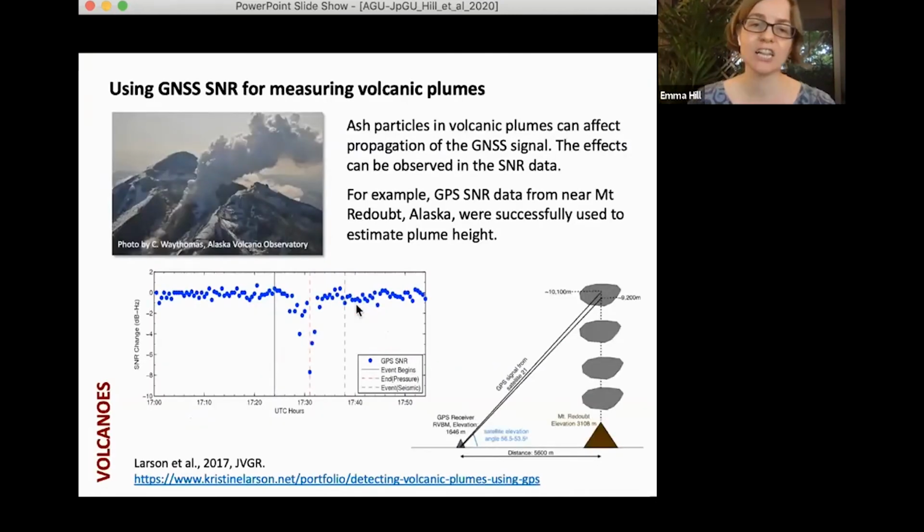And then my final application is for volcanoes. We can of course use the position data to study inflation and deflation of the volcano, but we can also do something a little bit more creative.